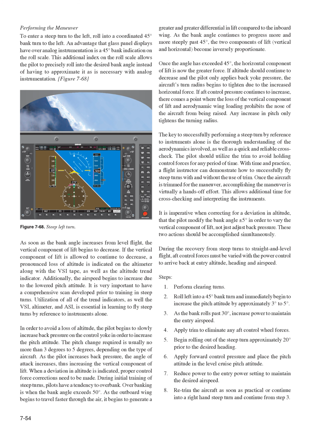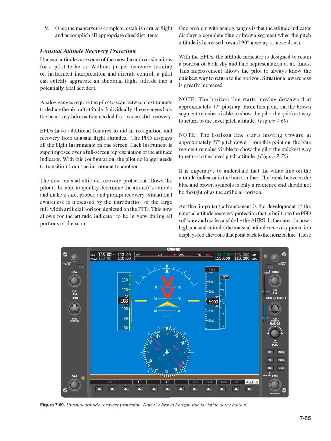5. Begin rolling out of the steep turn approximately 20 degrees prior to the desired heading. 6. Apply forward control pressure and place the pitch attitude in the level cruise pitch attitude. 7. Reduce power to the entry power setting to maintain the desired airspeed. 8. Retrim the aircraft as soon as practical or continue into a right-hand steep turn and continue from step 3. 9. Once the maneuver is complete, establish cruise flight and accomplish all appropriate checklist items.